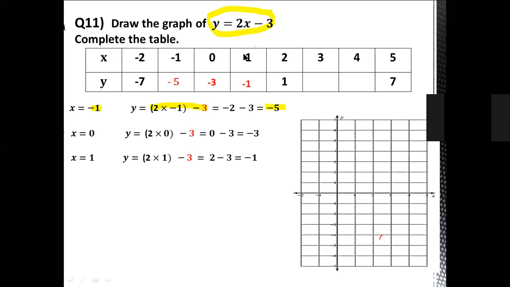Help me with the 3, Omar. 3 multiplied by 2 is 6, minus 3, what will the answer be? 3. That is right. Thank you very much. Now continue with the last point. 4 multiplied by 2 is 8, minus 3 is 5. And that is right. Thank you very much, Omar.